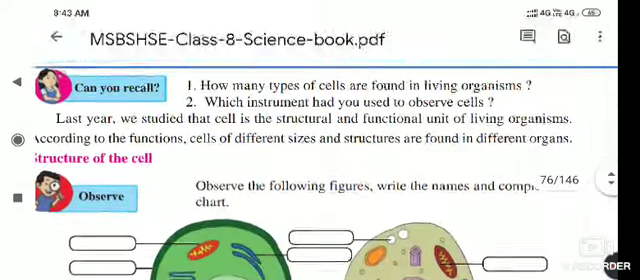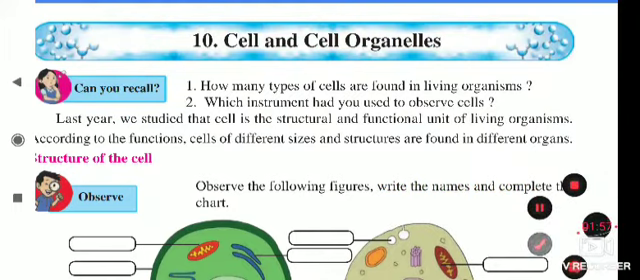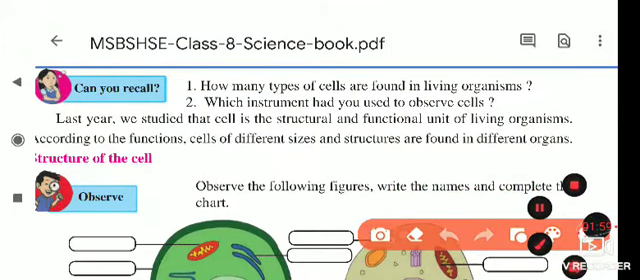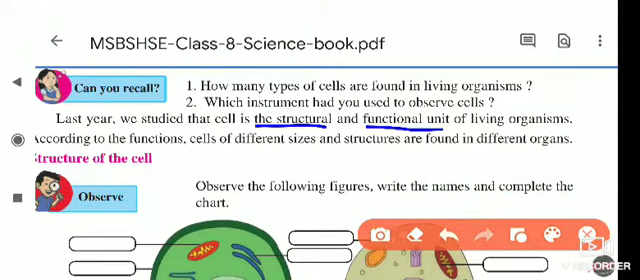Last year we studied that the cell is the structural and functional unit of living organisms. Just now I told you that the cell is the smallest unit of the body of a living organism. In the same way, it is the structural and functional unit of living organisms. According to function, cells of different size and structure are found in different organs.